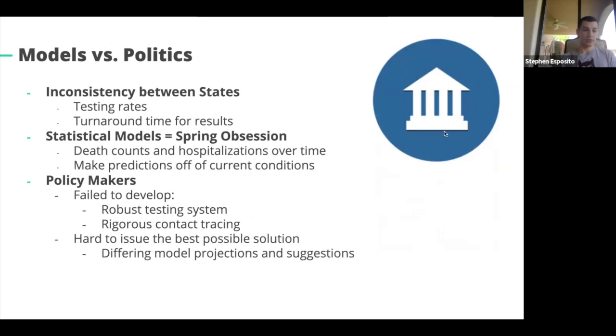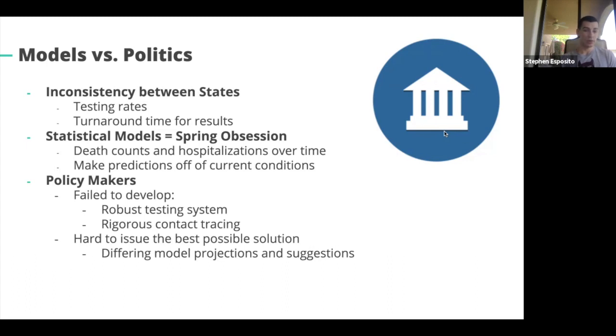Also, there's this concept of models versus politics. There was a huge inconsistency between the states. Most notably, their testing rates, sometimes they were up, sometimes they were down, and the turnaround time for results, sometimes they came a lot quicker and sometimes they took forever. Also, we had a so-called spring obsession with statistical models. So we really liked looking at the death counts and the hospitalizations over time, when in reality, we should have been looking at how the virus was behaving and evolving a little earlier. Because based off the death counts and hospitalizations, we were making predictions off of current conditions when in reality, the conditions are changing frequently.